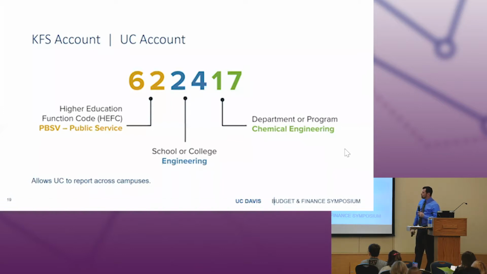That's PBSV. The middle 2 represents a school or college. And in my example, I'm using engineering. And then each department within engineering has a unique 2 digits on the end. And in this case, we have chemical engineering is 17. So I'm hoping that you're kind of familiar with what you have in your organization, and I can show you a little bit more about that.